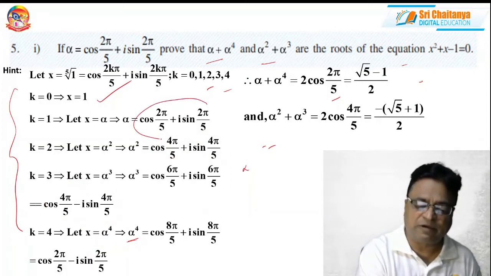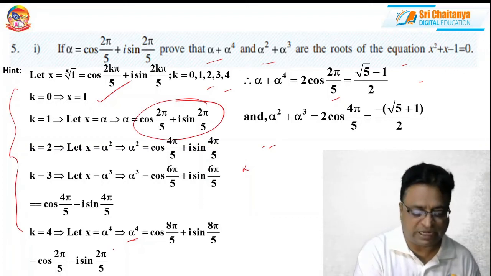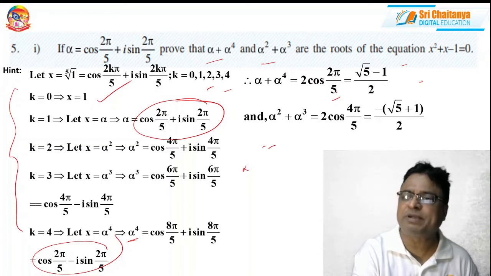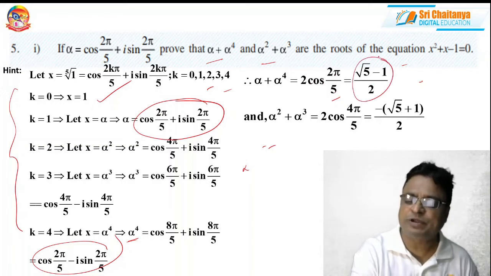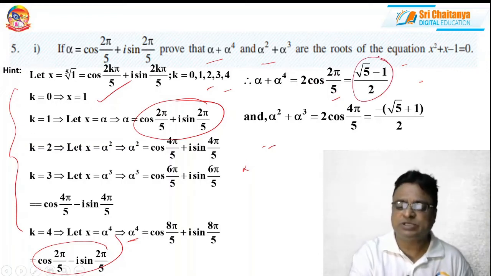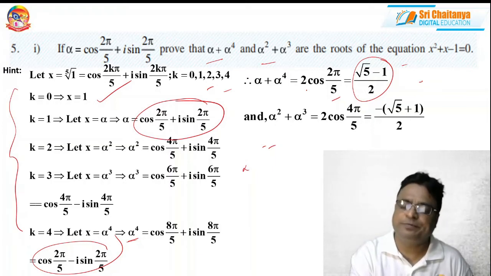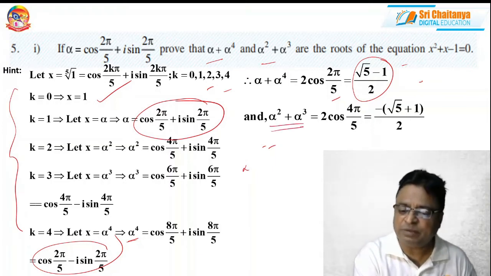This is my alpha power 4. By adding these two, I can get 2 cos 2 pi by 5. This value is root 5 minus 1 by 2, because this is cos 36 degrees. So 2 cos 36 is root 5 minus 1 by 4 into 2, that means root 5 minus 1 by 2. Similarly, what is alpha square plus alpha cube?